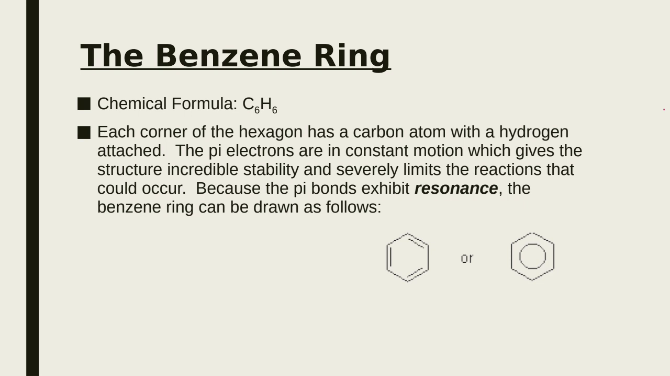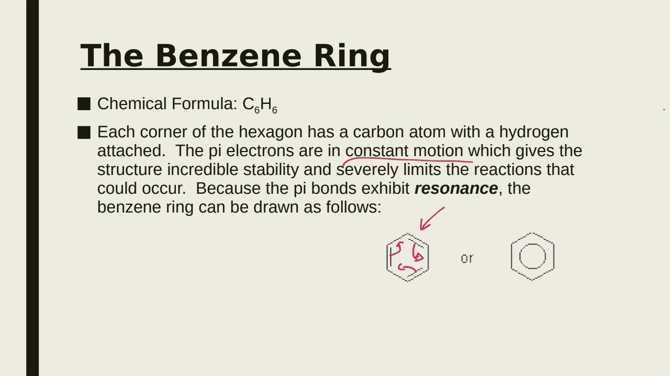The pi electrons that exist in the ring structure have the ability to move around. If we look at this structure right here, these pi electrons will flip around to the open spot beside them. And then from there, those pi electrons will keep moving and rotating in a circular fashion. There's constant motion within the ring structure.